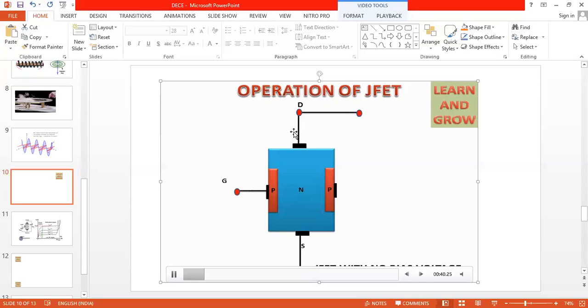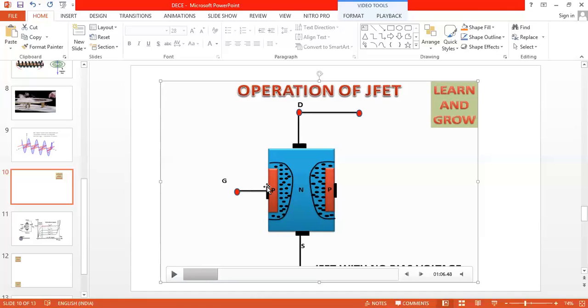So source, drain, gate. What is the use of the source? The source terminal is used to create the movement of electrons. If it is an n-channel FET, the source should always be connected to the negative terminal. The drain terminal is used to collect, to attract the flow of electrons. Therefore, the drain is always connected to the positive terminal of the battery. The gate terminal is used to control the flow of electrons. So, you can see we have three terminals.